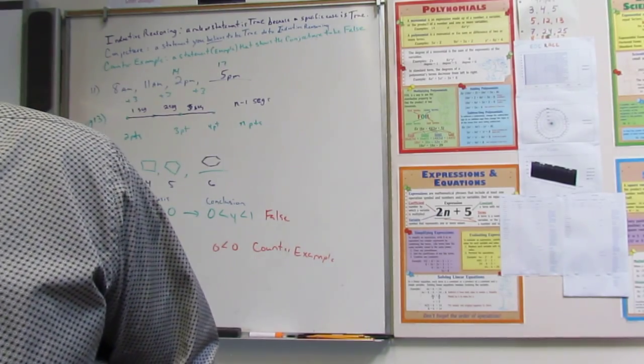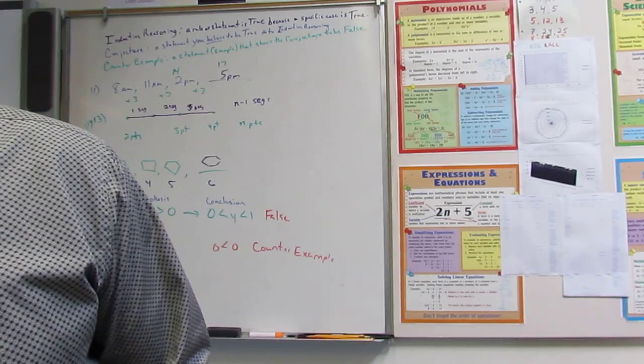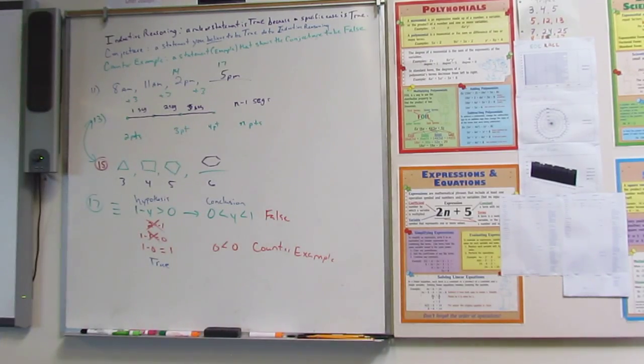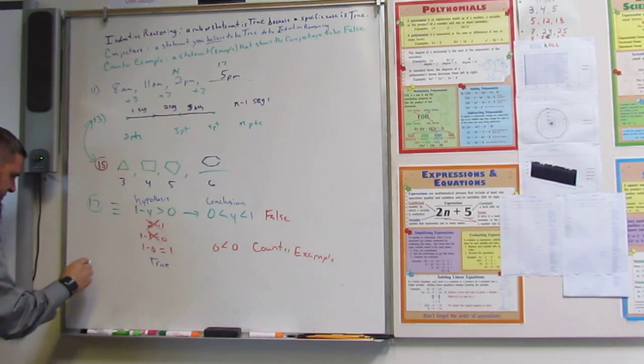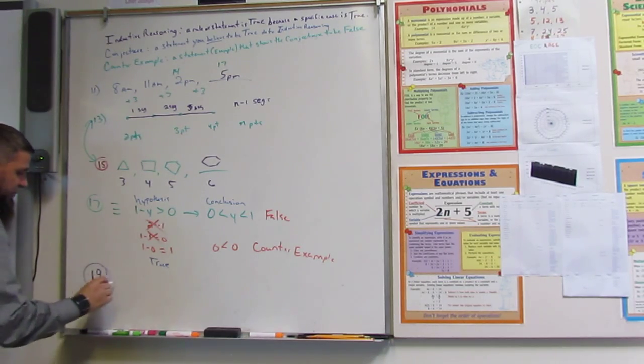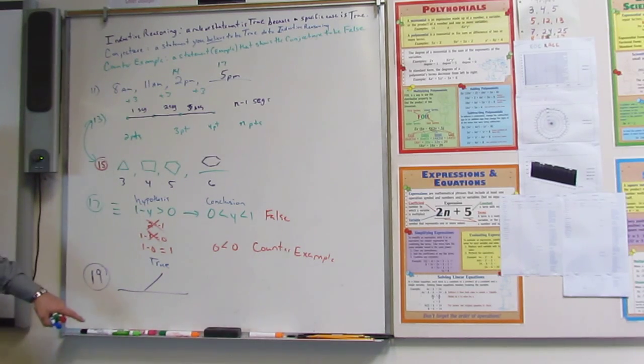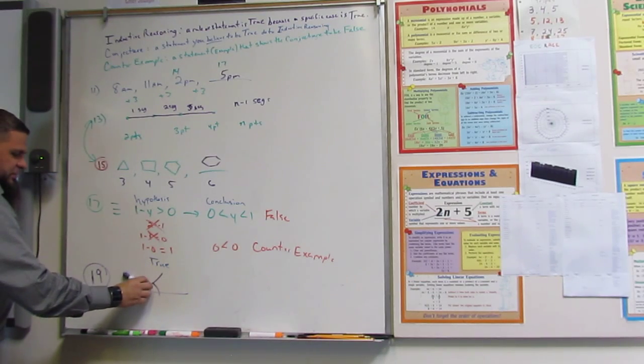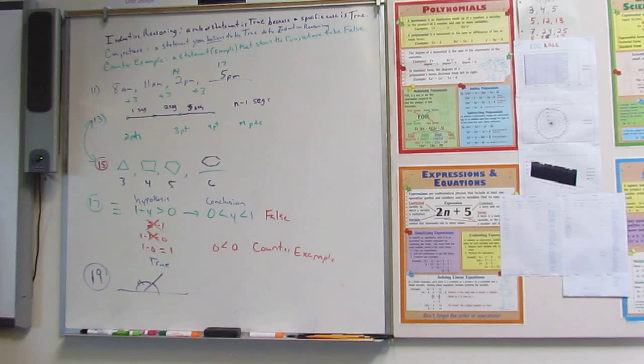Next, we've got every pair of supplementary angles includes one obtuse angle. Okay? Every pair of supplementary angles includes one obtuse angle. This is number 19, okay? So, is that true? Every single one of these supplementary angles includes an obtuse angle. Is that true? No matter where I put this, obtuse, obtuse, obtuse, obtuse, obtuse, no matter where it's at, where would it not be true? Give me a counter example.